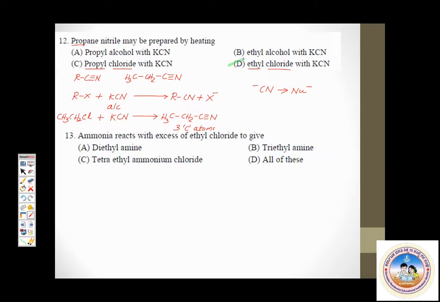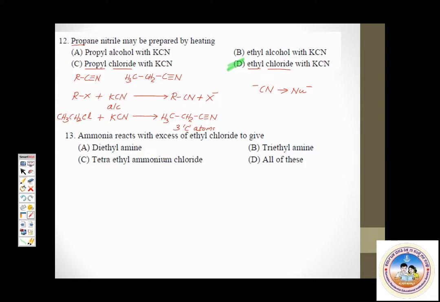If we consider option C, propyl chloride already has 3 carbon atoms in it. And if it reacts with KCN, 1 more carbon comes in. So 3 plus 1, it becomes 4. Then it becomes butane nitrile. We don't want that here. We want propane nitrile. Hence, option D is the correct answer. Okay? Right. For question number 12, it's option D.